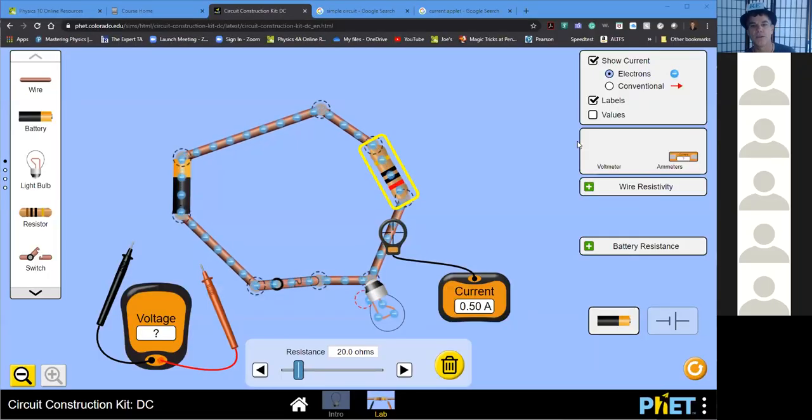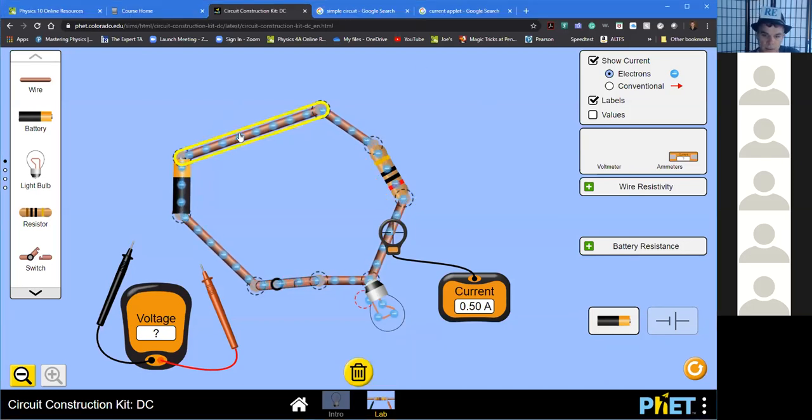So let me pause this for a second. Stop this share. I want to open back up this simulation. Okay, so going back to this simulation, one thing that's not realistic is if I click on these wires, it doesn't even give me the option.